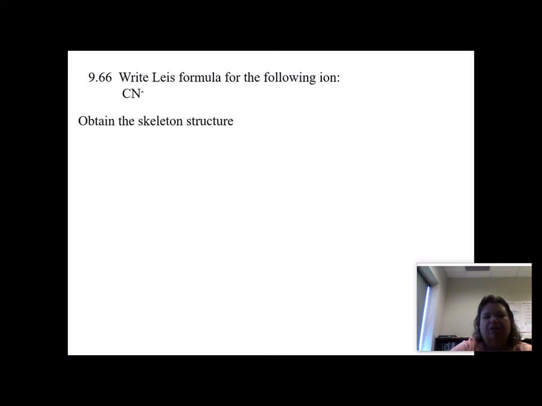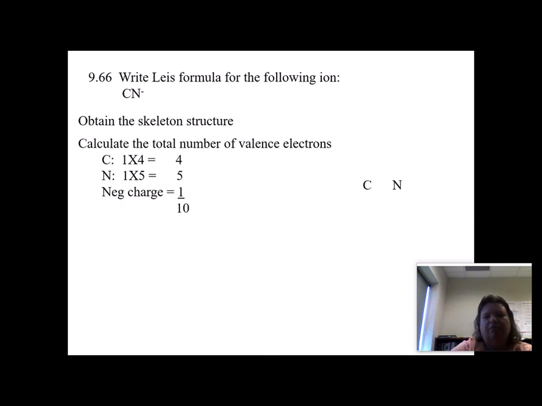Okay, so step 1 is obtain the skeletal structure. There's only 2 atoms, so there's really not a center atom. It's just carbon and nitrogen. Step 2: calculate the total number of valence electrons.